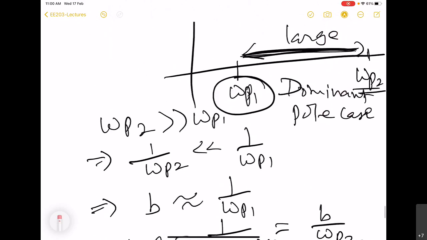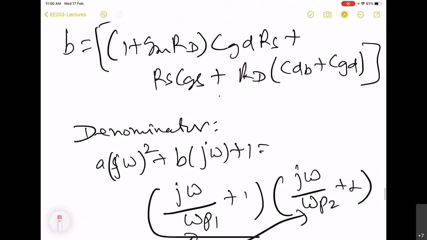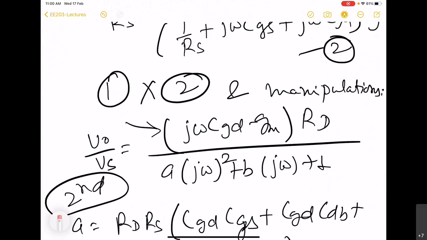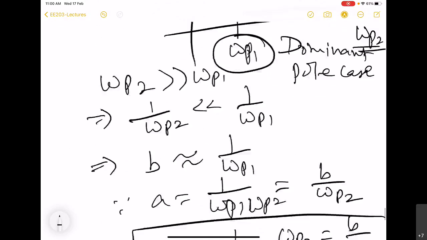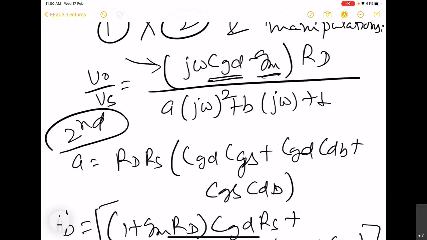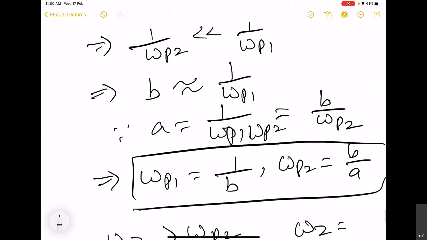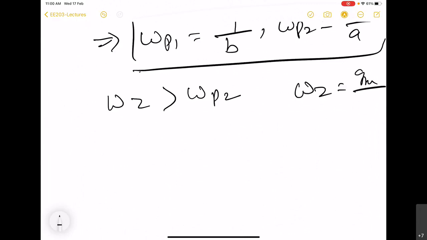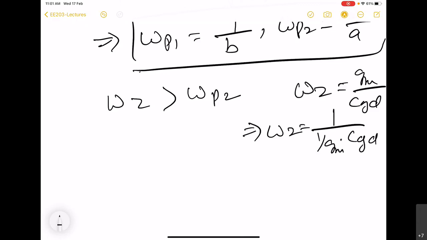In this case, the zero is going to be even larger compared with the poles. This zero is going to be decided by this capacitor and gm. So the zero, omega Z, is going to be significantly greater than even omega P2, because omega Z is gm by Cgd. So this is going to be quite large because the numerator gm is going to be a small number, and Cgd, which is also going to be a small number, is in the denominator.